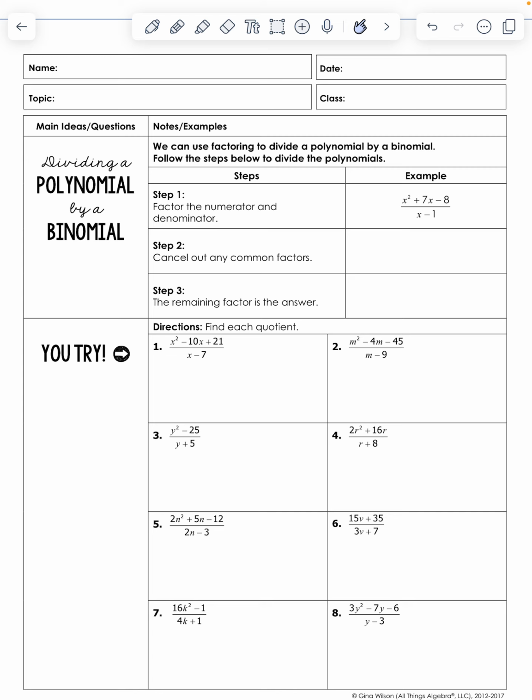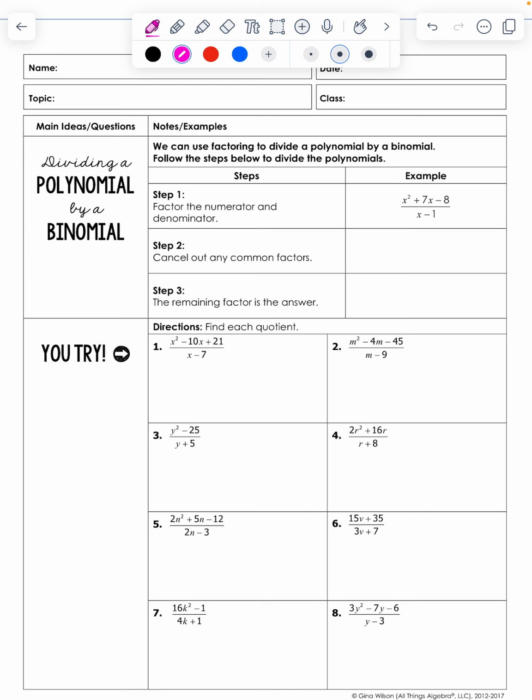So what we're going to be doing is using factoring to divide. We're going to see fractions, and in our fractions we're going to have polynomials in the numerator and in the denominator, and what we would need to do is factor both the numerator and denominator, cancel out any common factors, and then the remaining stuff is the answer. For example, x squared plus 7x minus 8 over x minus 1.